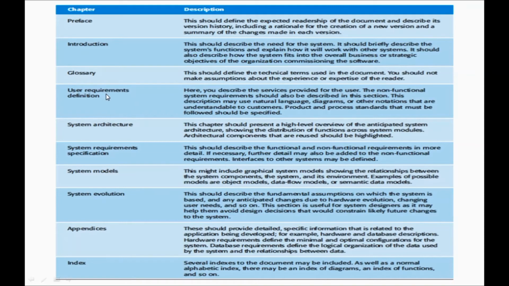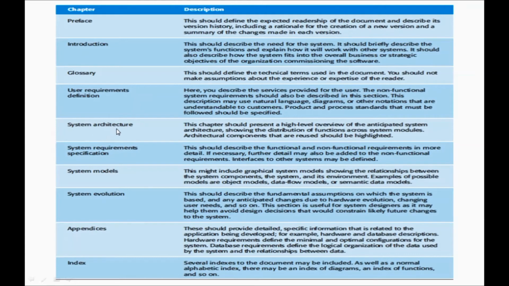So now, what is the fourth section? That is user requirement definition. Here you describe the services provided for the user, because user requirements are the requirements needed by the user. The non-functional system requirements should also be described in this section. In simple words, both functional requirement details and non-functional requirement details should be there in this user requirement definition section. Getting, guys?